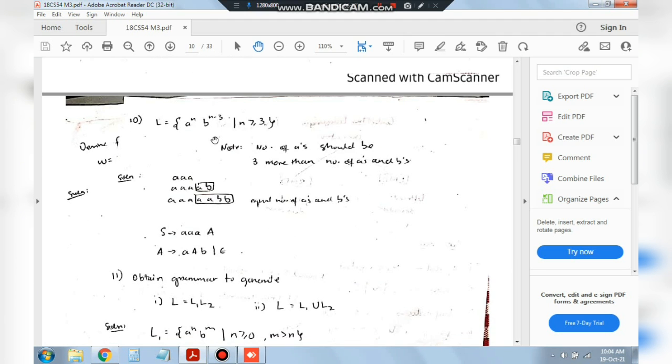Let's move on to the next one where we have a power n and b power n minus 3. So the least value of n should be 3, otherwise it will be negative. For example, if n is 0, it will be power minus 3, which will not make any sense. So we should have here 3. When we have n as 3, we'll have a power 3 and b power 0.